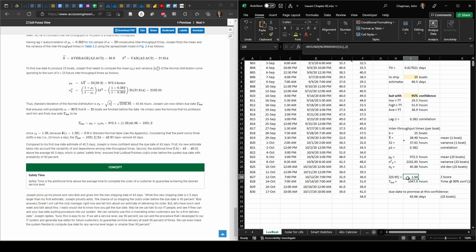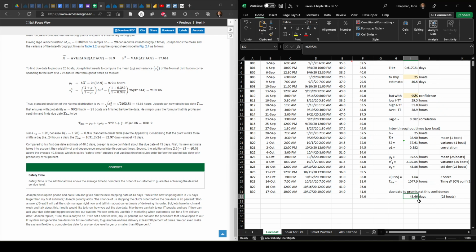It's going to change the z-score. So the z-score is the only thing that's changed when we change that confidence level. When we change the z-score, it's going to change our total days. It's actually going to increase it to 43.66 days, which means we can be 95% sure. We have a 95% confidence level that we're going to be able to ship these 25 boats. We're going to be able to produce 25 boats in just over 43.5 days.